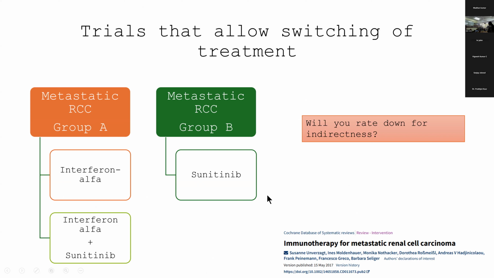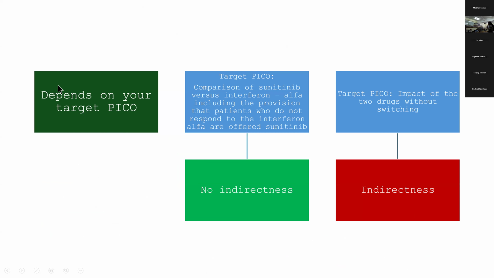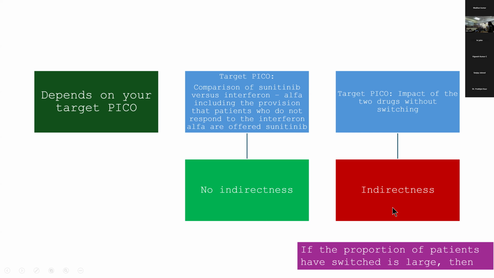So the simple answer would be yes, but there is also a nuanced answer to this, which is found in GRADE. What they say is it depends on your target PICO. Suppose you're okay with comparing sunitinib with interferon alpha, provided that patients who do not respond to interferon alpha also are offered sunitinib, then you might not downgrade for indirectness. But if you're very particular that you have to compare the two different study drugs, then you will rate down for indirectness. And if the proportion of patients who have switched is large, then your indirectness will also be very large.